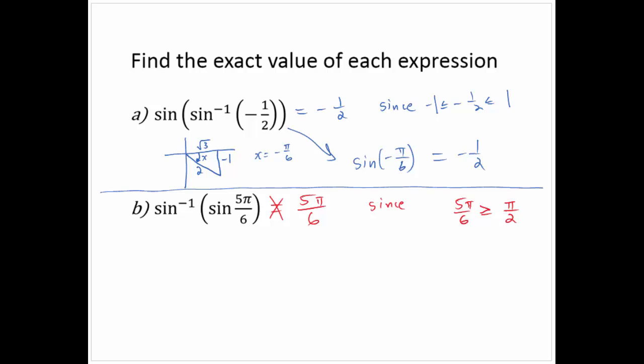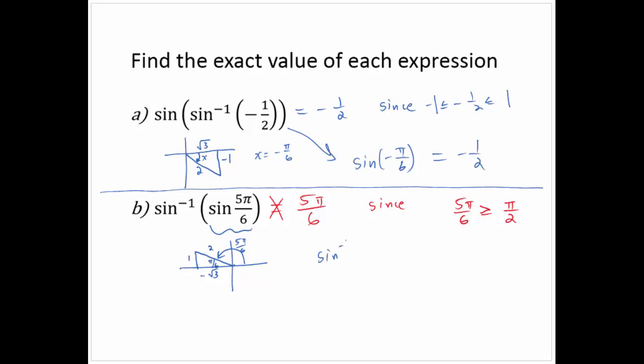Well, I can evaluate the sine of 5 pi over 6. What's the sine of 5 pi over 6? Here's 5 pi over 6. My reference angle here is pi over 6. And so I would have a 1, a root 3, and a 2. So the sine of 5 pi over 6 is positive 1/2.